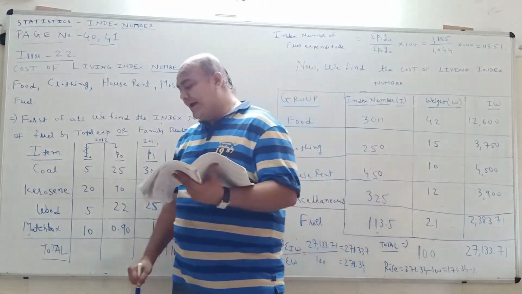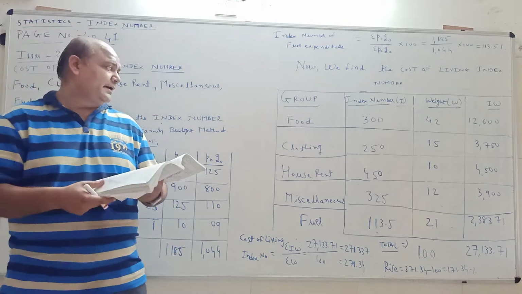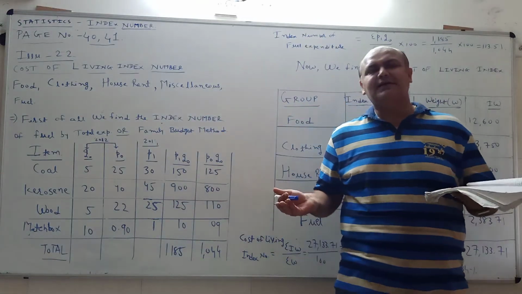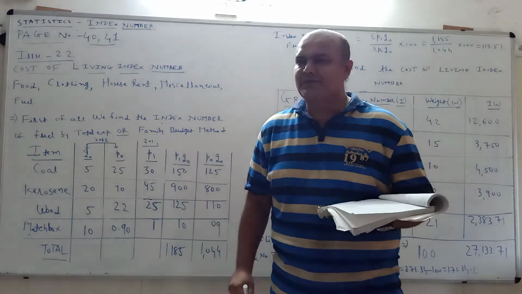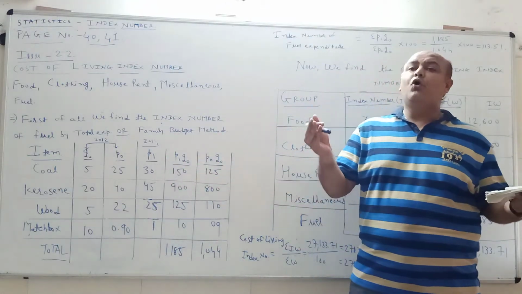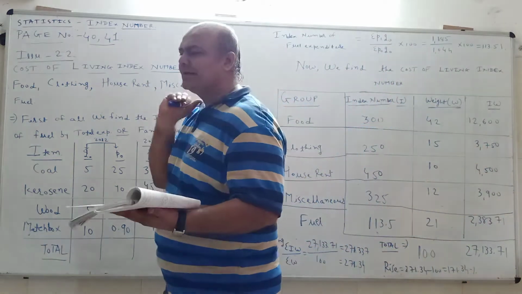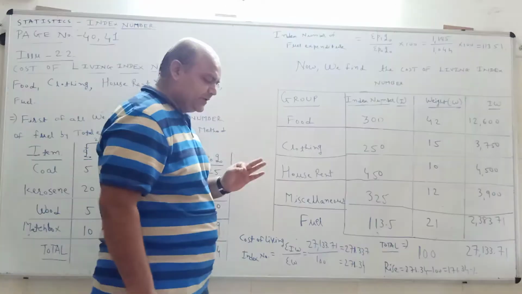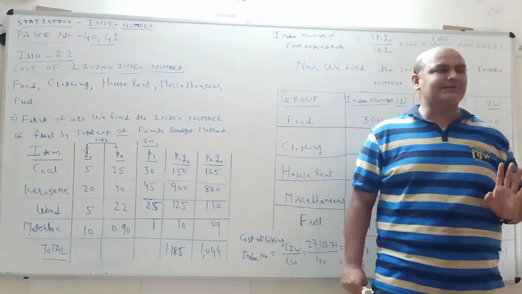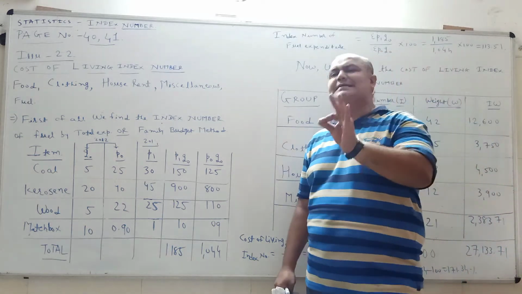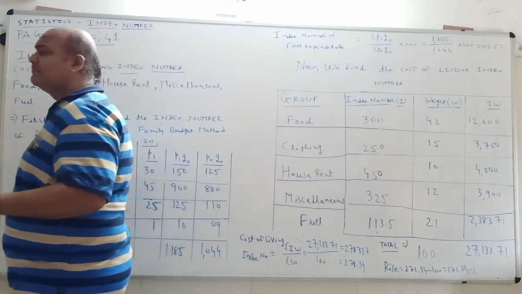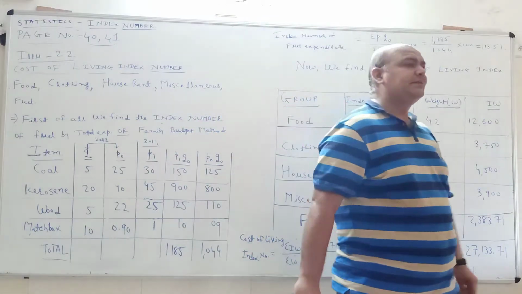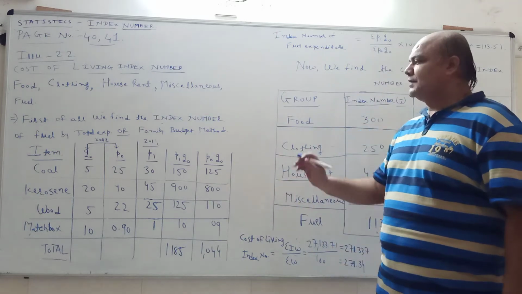Now the question arises in our mind, students: sir, by which method do we have to find the index number of fuel? Students, you have 2 options. Either you can apply the total expenditure method we already studied in the previous lecture, or you can apply the family budget index number method. It is up to you, because the answer by both methods is always the same. That's why you can apply any method. In this sum, we apply the total expenditure method.